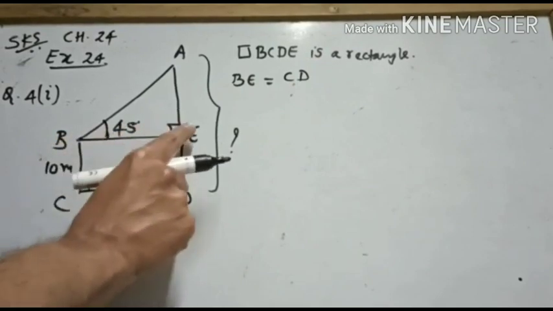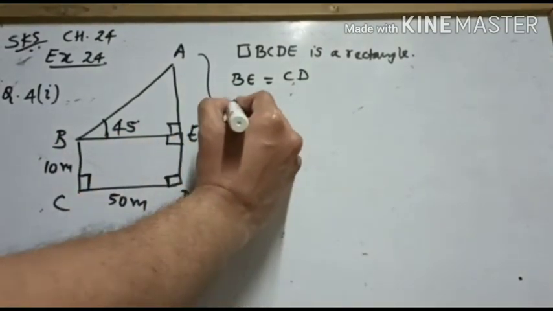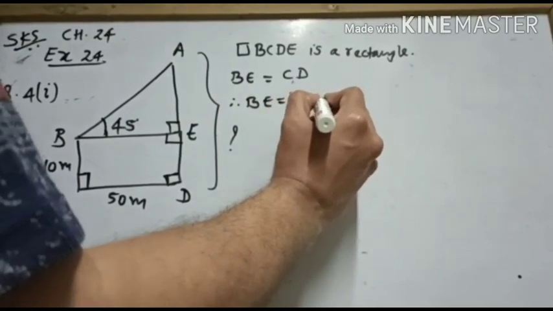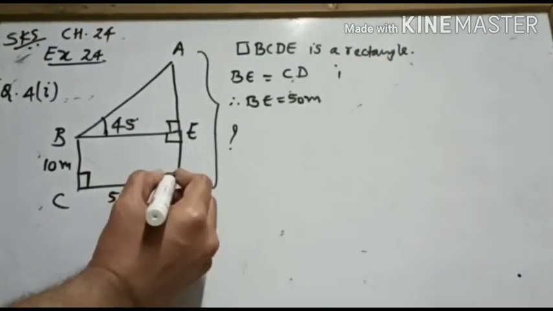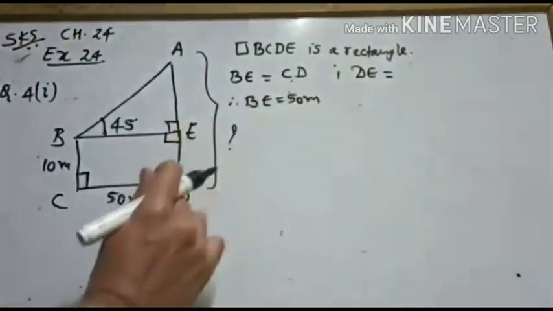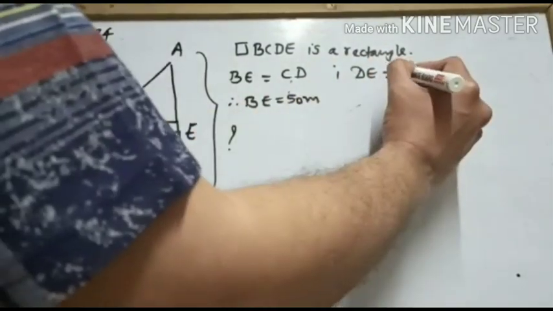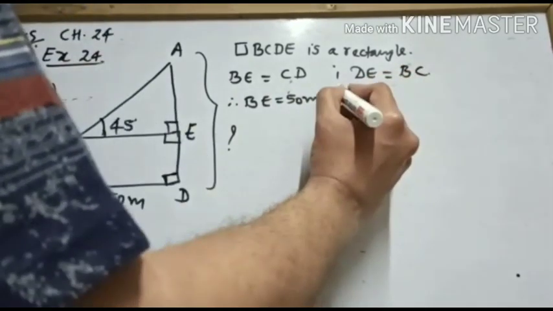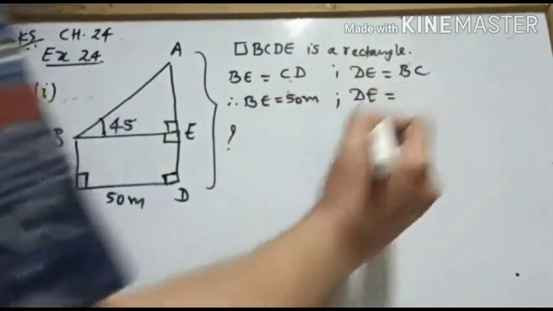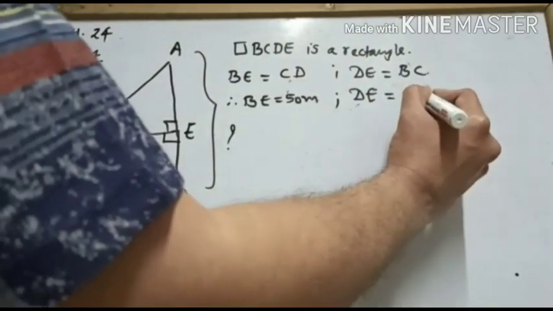I'm talking about BE and CD being equal. Therefore, I will be able to say that BE will be equal to 50 meters, and over here DE will be equal to BC, because both pairs are opposite sides of a rectangle. So DE will be equal to 10 meters.